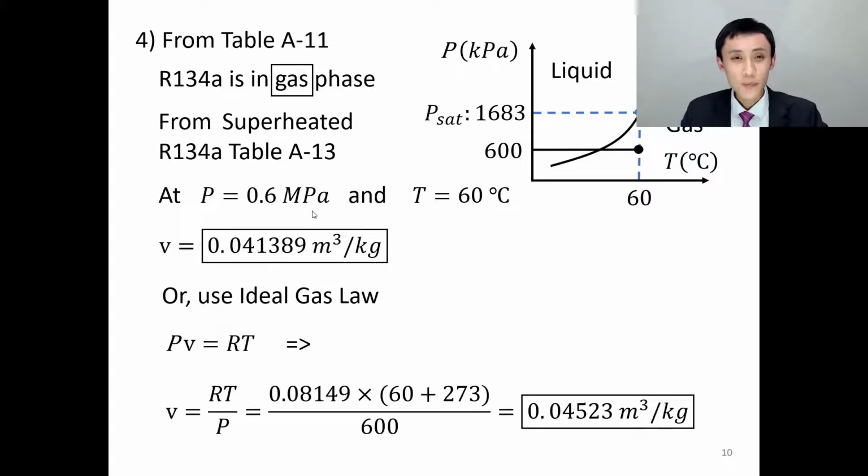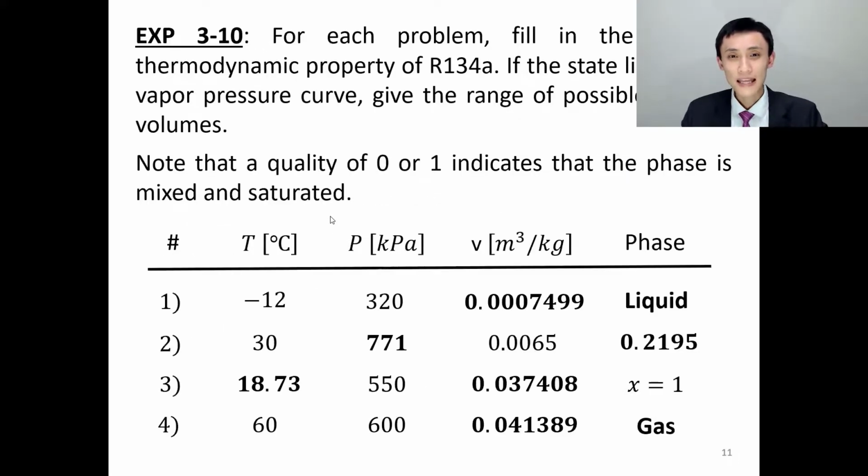It's 0.6 megapascal, so it's kind of high. So we probably want to use the table instead of the ideal gas law. From table A13, when the pressure is 0.6 megapascal and the temperature is 60 degrees, the specific volume is this number. If you did use the ideal gas law, it's about this number, so it's about 0.8% off. Not too bad in this case. However, when the pressure is high, we recommend you use the property table. And this is the solution for all four problems.